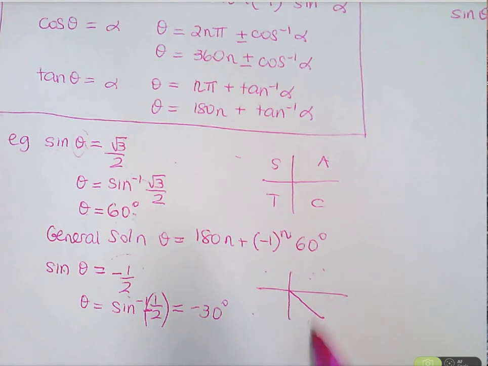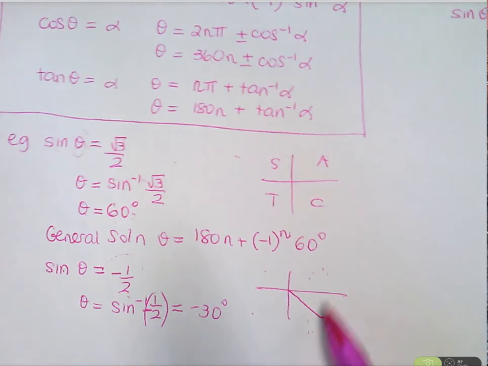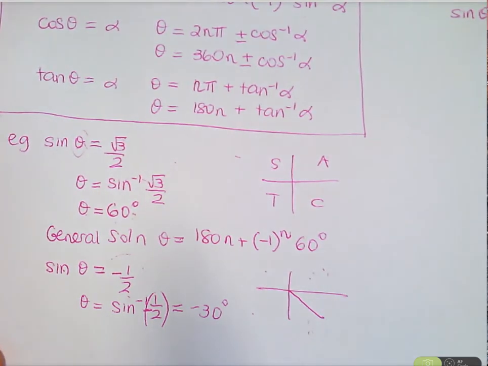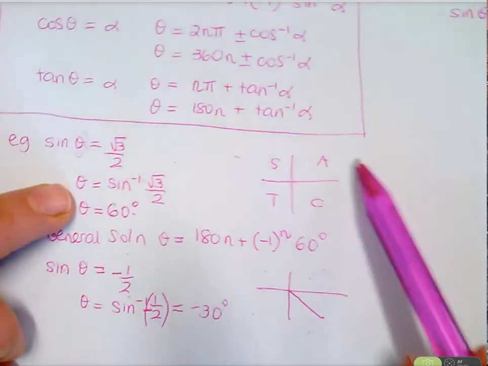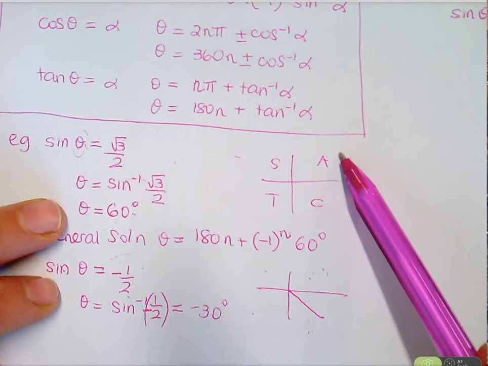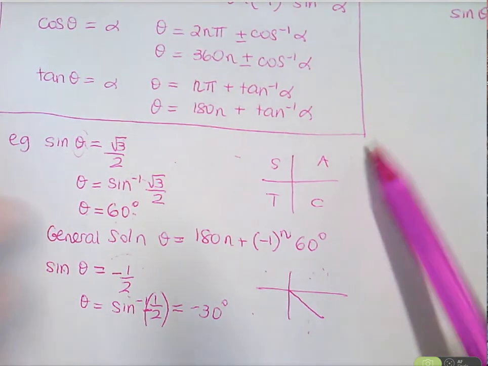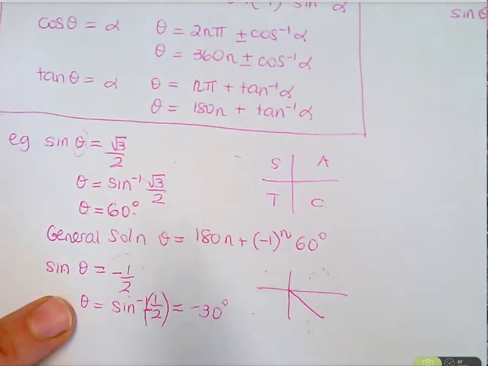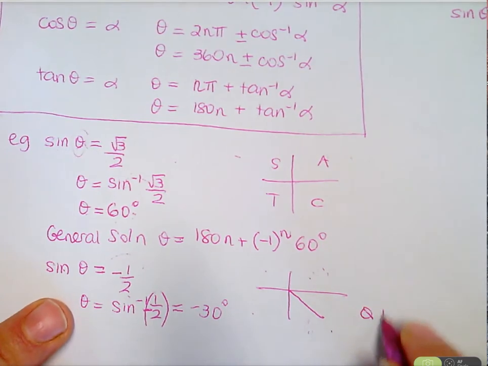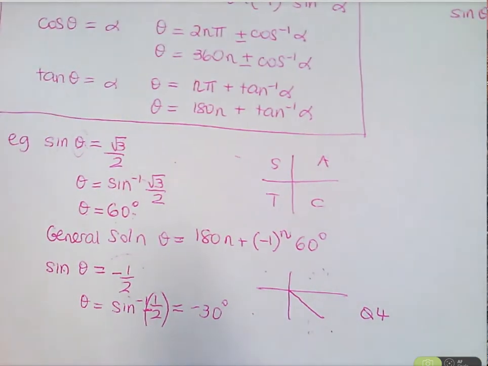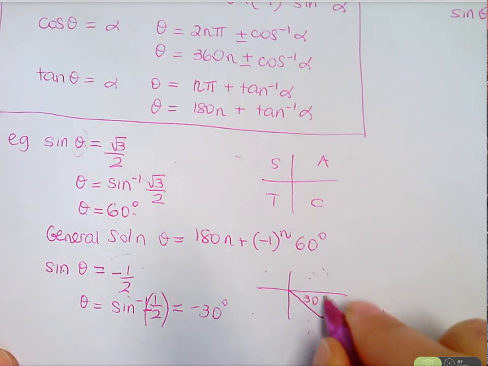Quadrant 1 and quadrant 4 are the ones we use most of the time, except for cos when it's negative. We have to do something else, all right? For sine, if sine is positive, it's quadrant 1. If cos is positive, it's quadrant 1. If tan is positive, it's quadrant 1. But if sine is negative, you go to quadrant 4 angle, because that's the smallest acute angle where sine is negative. So this would be negative 30 here.